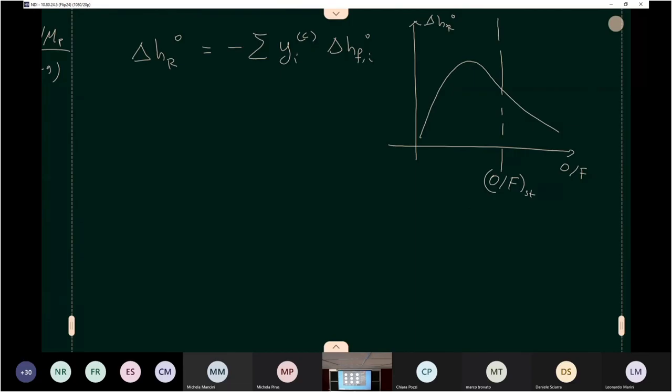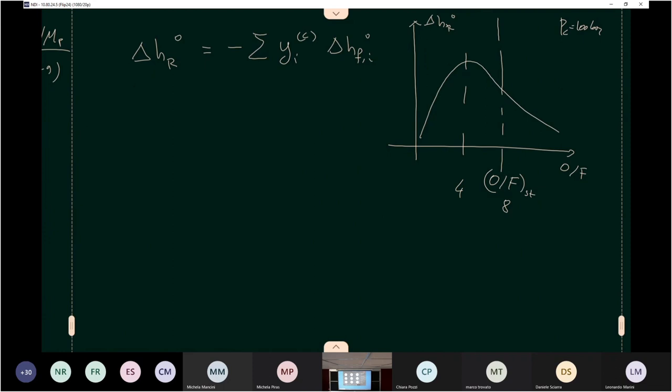When we look at this for hydrogen-oxygen, we assume a chamber pressure of 100 bar. The stoichiometric value we've seen is 7.9, call it 8 for convenience at this moment. And we see that we have a peak that should be something like 4 or something less, which is half the mixture ratio that we have at stoichiometric condition. So this is something related to what we have seen before.